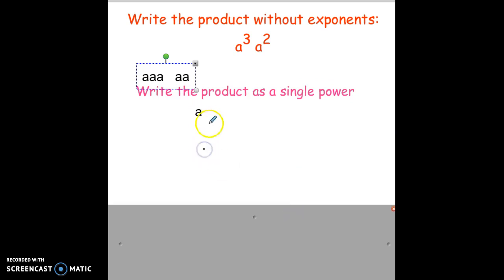Now let's write it with a single power. So I've got 1, 2, 3, 4, 5 a's there. So a with a single power, that's going to be a to the 5th power.